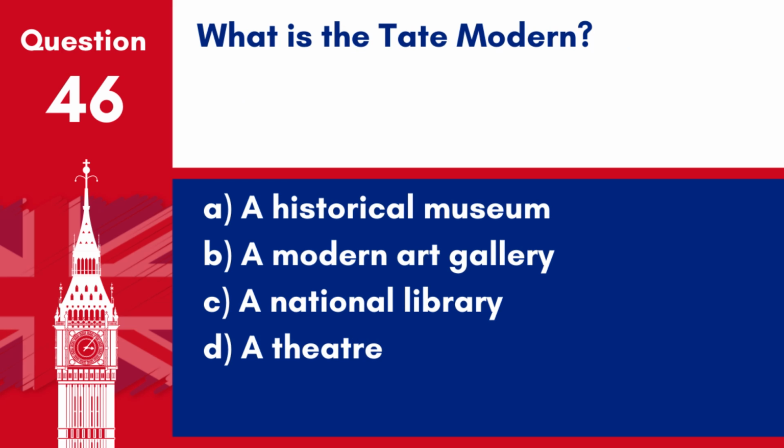Question 46. What is the Tate Modern? A. A historical museum. B. A modern art gallery. C. A national library. D. A theatre. Answer: B. A modern art gallery. The Tate Modern in London is one of the largest museums of modern and contemporary art in the world.